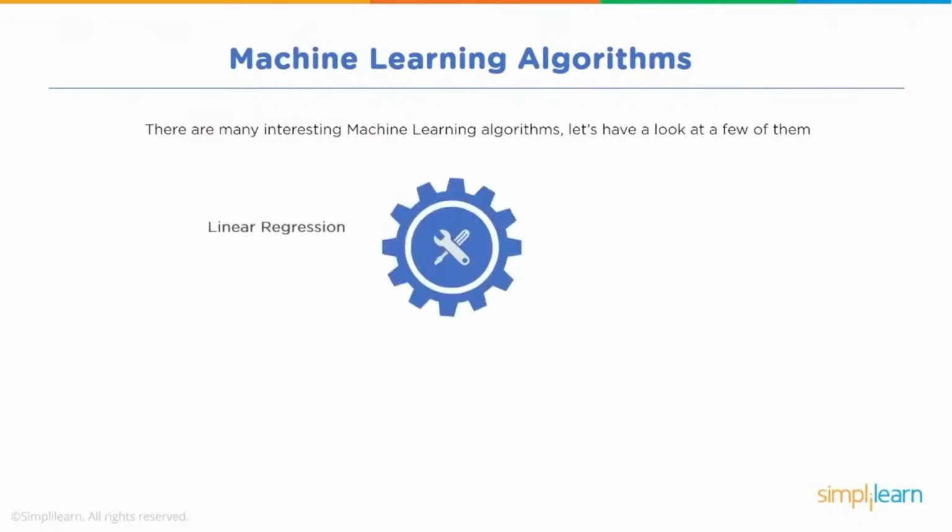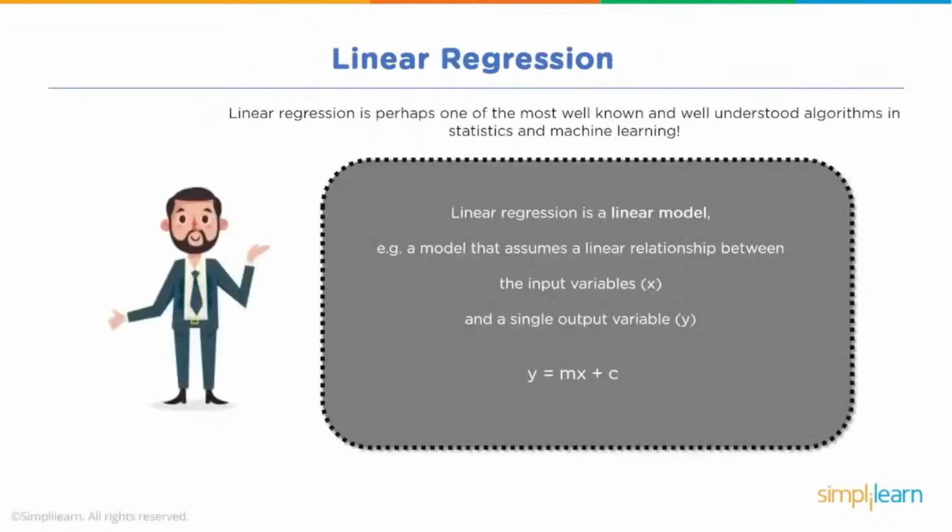We'll take a look at linear regression, decision tree, and the support vector machine. Let's start with a closer look at linear regression. Linear regression is perhaps one of the most well-known and well-understood algorithms in statistics and machine learning. Linear regression is a linear model, for example, a model that assumes a linear relationship between the input variables x and the single output variable y. And if you remember from your algebra classes, y equals mx plus c.